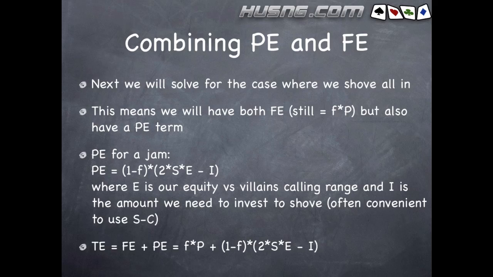And so this means that we'll have both a fold equity term, which is still F times P, just the fold percent times the pot size. But we'll also have to deal with the pot equity term, and we'll have to deal with it not being just an investment. So the pot equity for a jam is just going to be 1 minus F. That's the percent of the time that we're not taking down the pot with fold equity. So those are the times where we have to deal with pot equity. And then just times 2 times the stacks times our equity minus our investment.